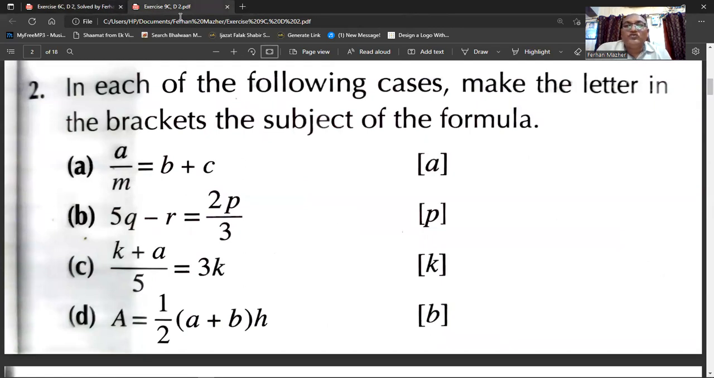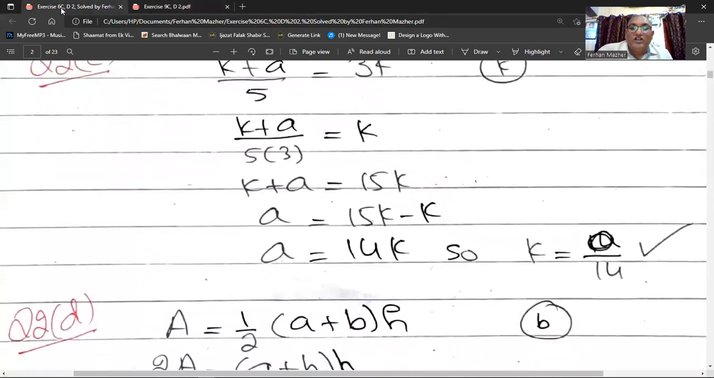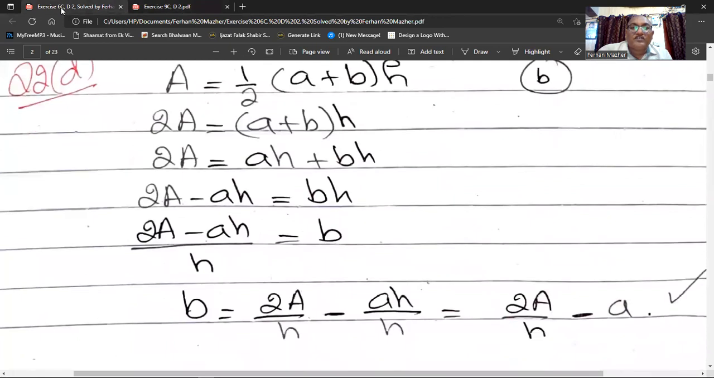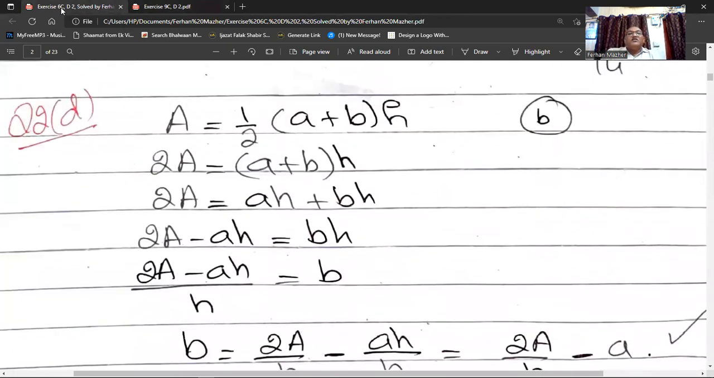It says A equals to 1 by 2, bracket start, a plus b, bracket close, and H. We want B to be the subject of the formula. So we will make the B alone on one side. So A is equals to 1 by 2 into bracket a plus b bracket close into H. First of all, take this 2, which is dividing, to the other side. So you will have 2A equals to bracket start small a plus b bracket close H, and open that bracket. So you will have 2A equals aH plus bH.